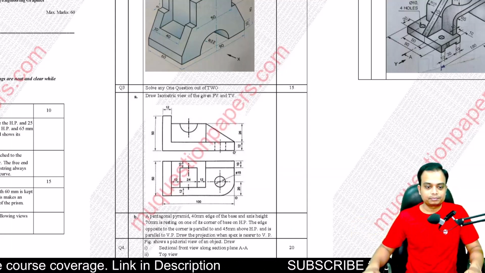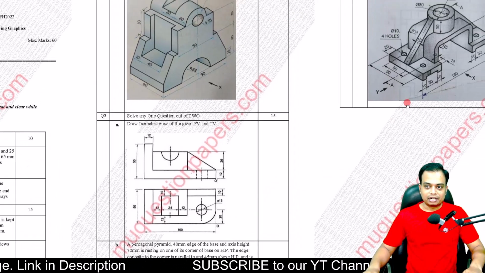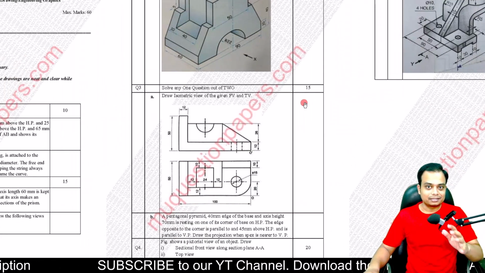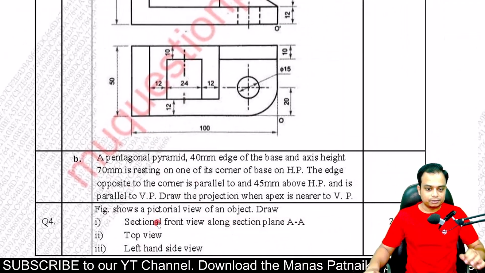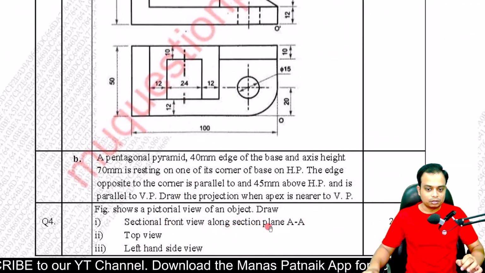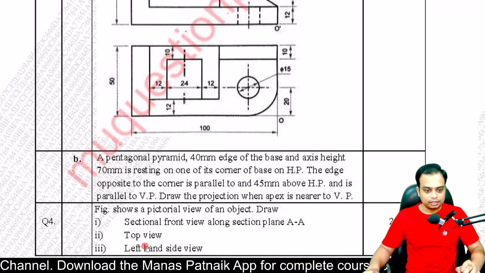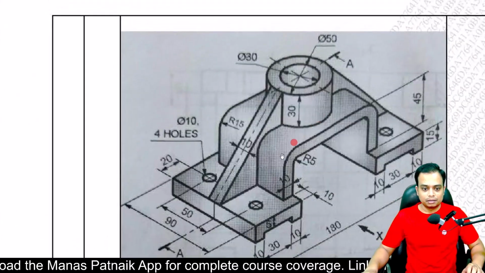Let's read this. Figure shows a pictorial view of an object. Where is that figure? Here it is. I'll come to it. Don't worry. Okay. We'll be discussing its features. What you need to create is the sectional front view along sectional plane AA. Then the top view and then the left hand side view. Please have a look at this.